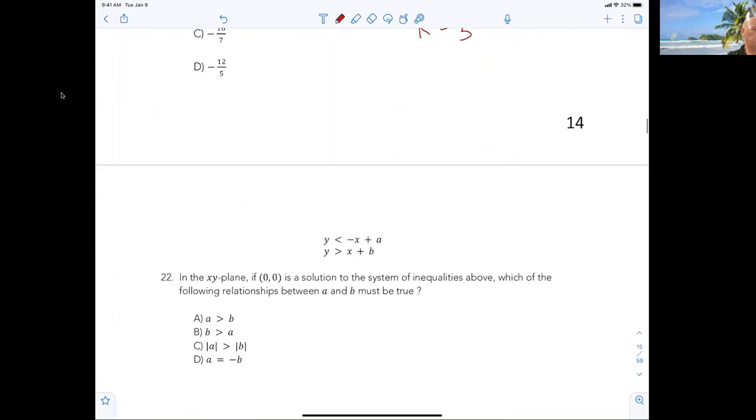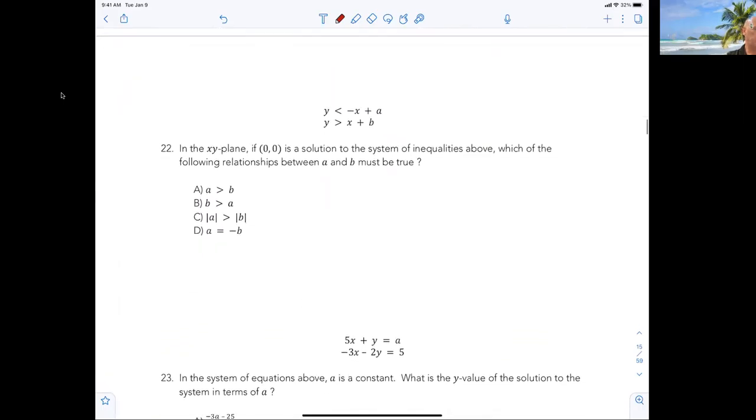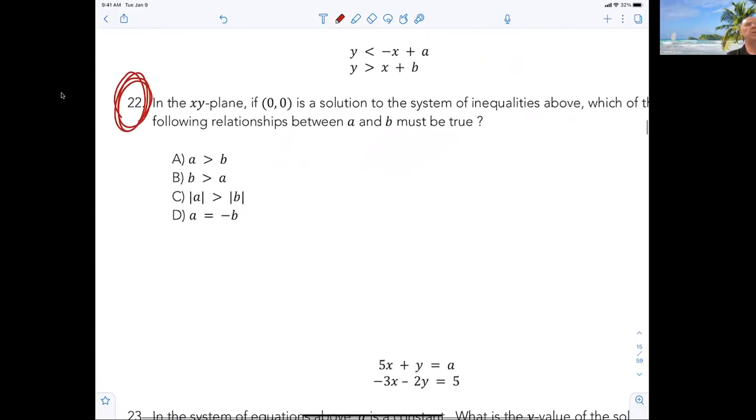All right, let's flip the page a little bit. Oh man, I could just have so much fun with these problems. I'm going to do one more, number 22. And I said something earlier in the day about when you see a point, what should you do to the point? Plug it in.